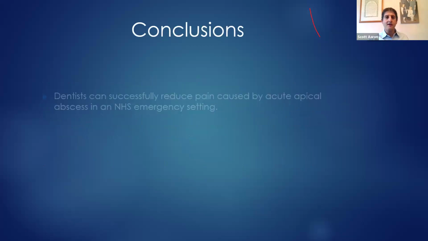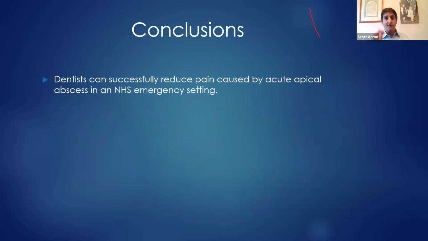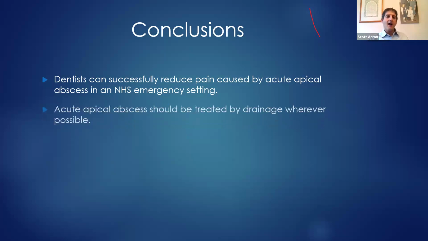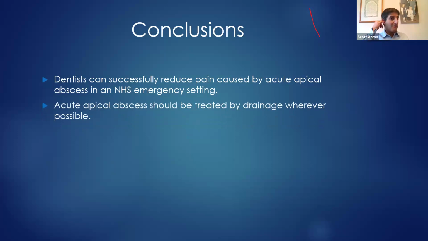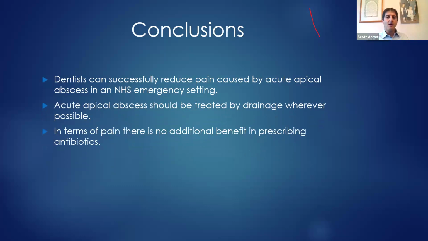The conclusions to the research: dentists can successfully reduce pain caused by acute apical abscess in an NHS emergency setting. That doesn't mean you can do it in a 5 minute clinic in GDS if that's all you're given, but it does mean if you've got 20 minutes, 25 minutes, it is doable. And acute apical abscess should be treated by drainage wherever possible. In terms of pain, there is no additional benefit in prescribing antibiotics. We will come to when antibiotics should be prescribed later on.